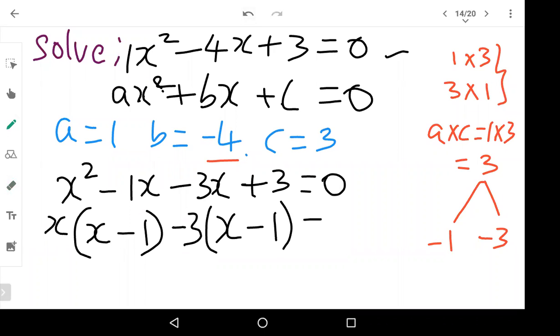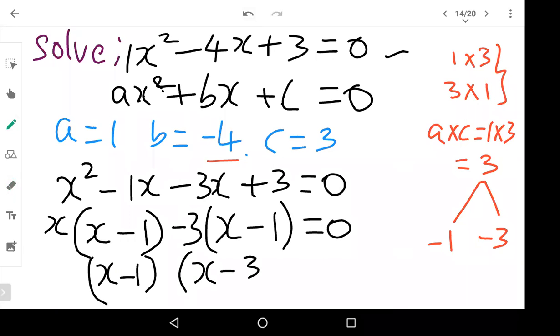That is nothing but x minus 1 and x minus 3 is equal to 0. Correct, Lakshmi. Did you all understand till here? I factorized the A into C, so that I get the value of B.